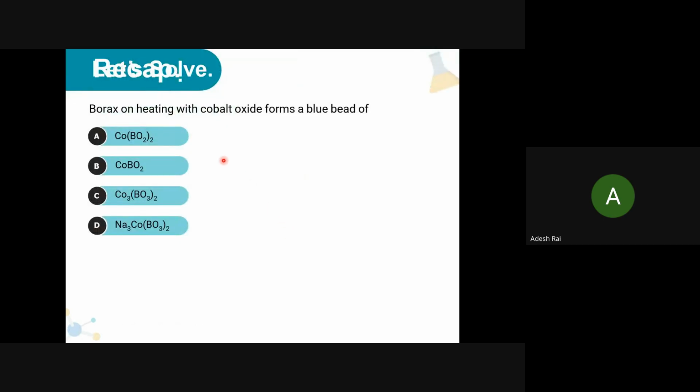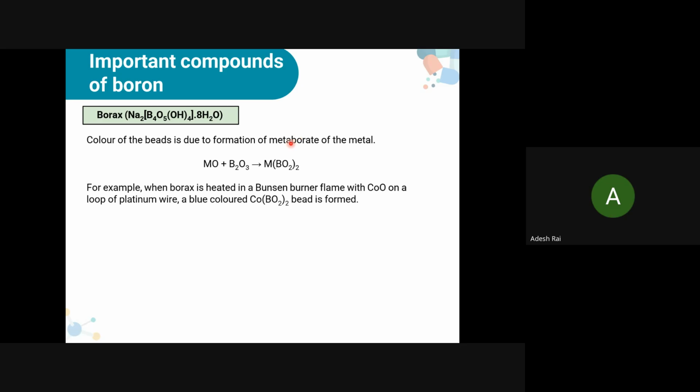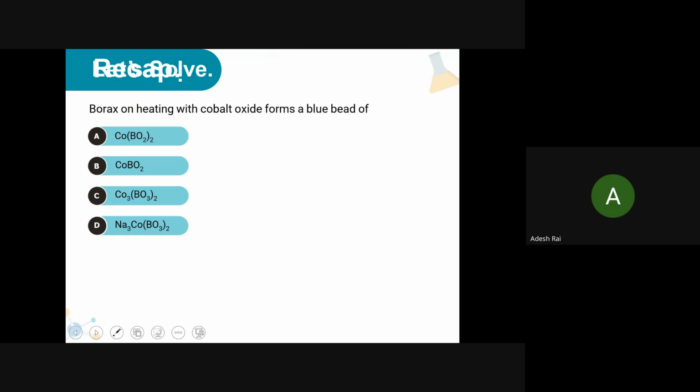Just now we saw that borax on heating with cobalt oxide forms a blue bead of cobalt metaborate. What is cobalt metaborate? Just now we saw M(BO2)2, so here M is cobalt. So it is Co(BO2)2. Okay, can you proceed?